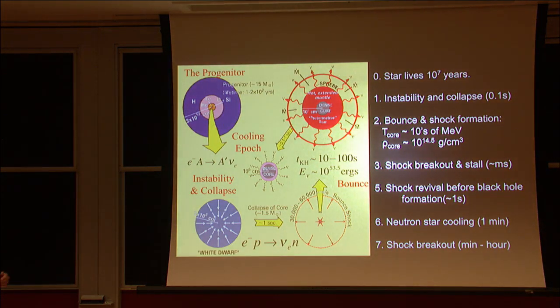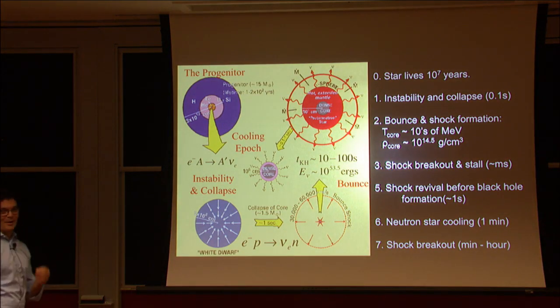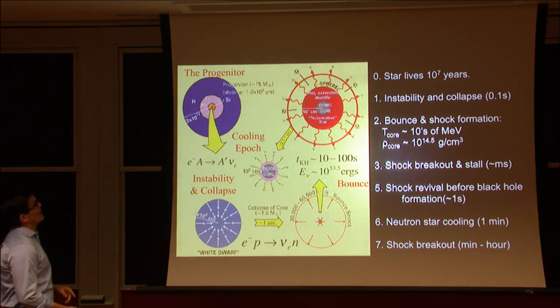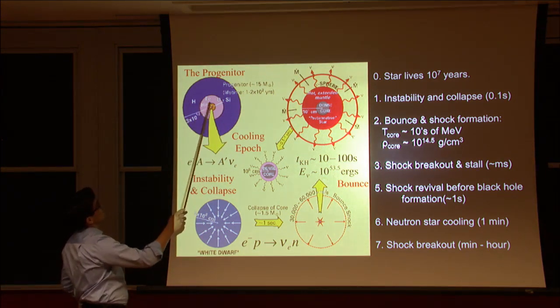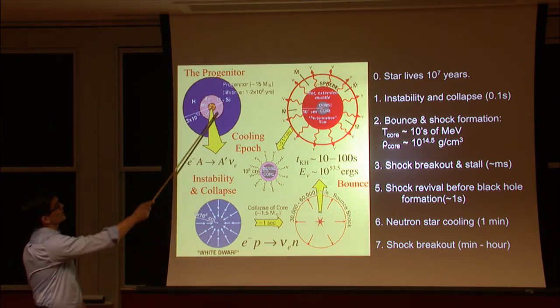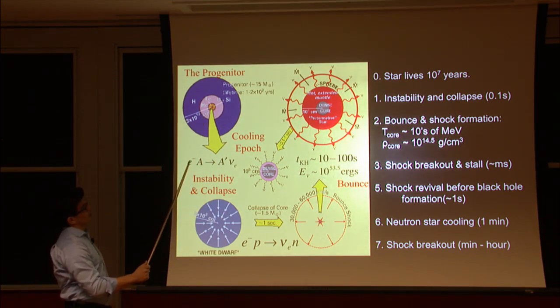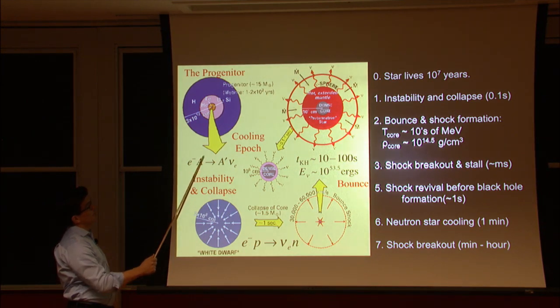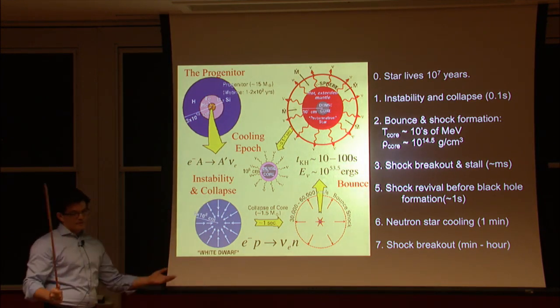This is an old graphic I dug up from my PhD days. So you have a progenitor. There's hydrogen, iron, silicon, and so on. It encounters something like the Chandrasekhar instability in the center. There's electron capture onto nuclei. There's instability, and the system collapses.